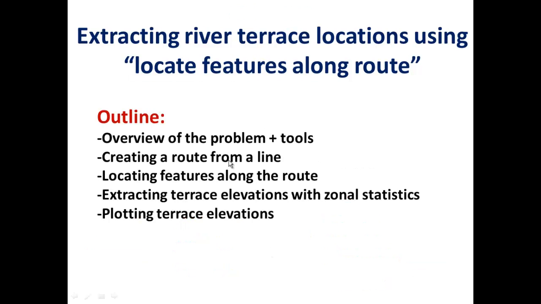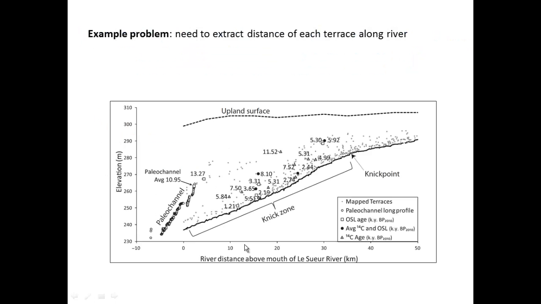So in this video, I'll first give you an introduction to the problem and an introduction to the tools that we're going to use. And those tools are, first we're going to create a route from a line, then we're going to use the Locate Features Along Route tool to extract the distances along that line. Then we'll use zonal statistics to extract the actual elevations of the terraces. And then we'll use Excel to plot the terrace data.